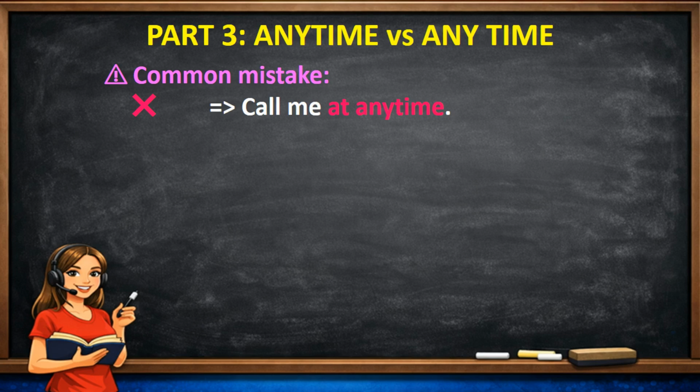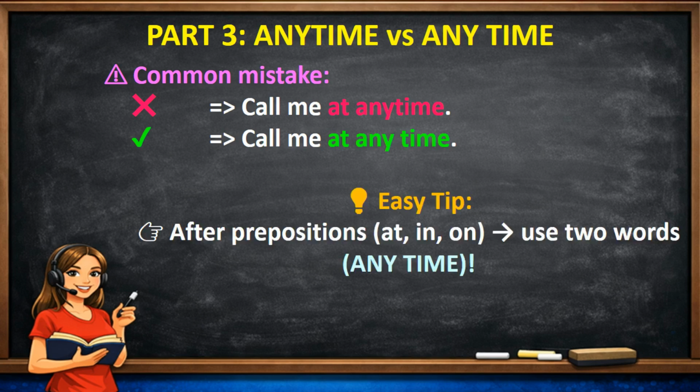Common mistake to avoid. Incorrect sentence, call me at anytime. It should be, call me at any time. Easy tip. After prepositions, such as at, in, on, etc., use two words, or any time.